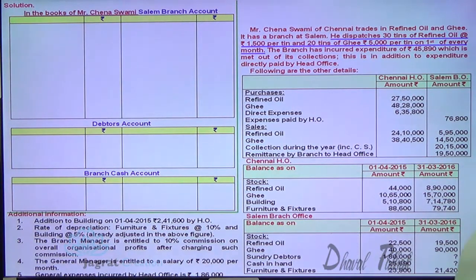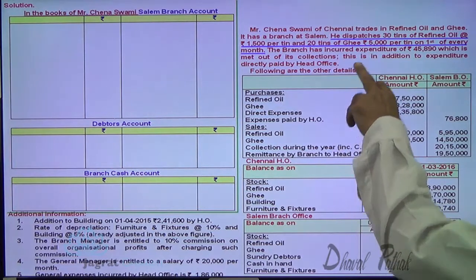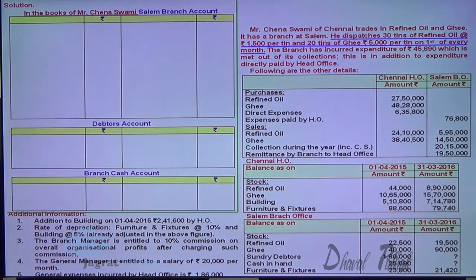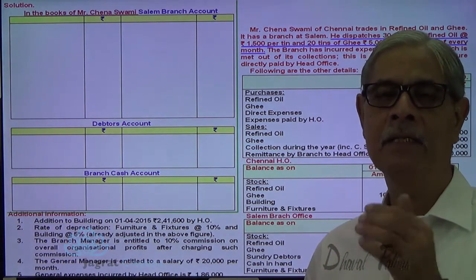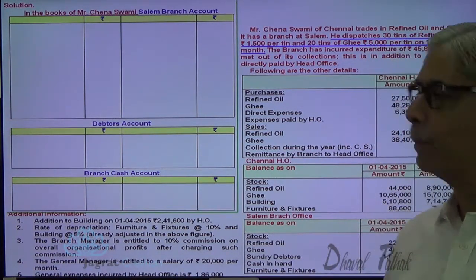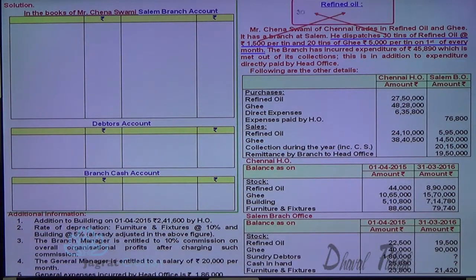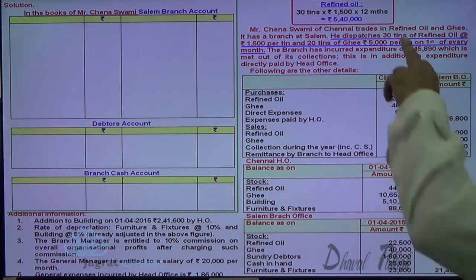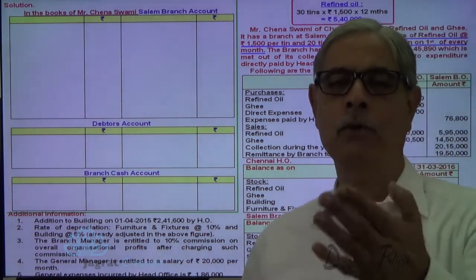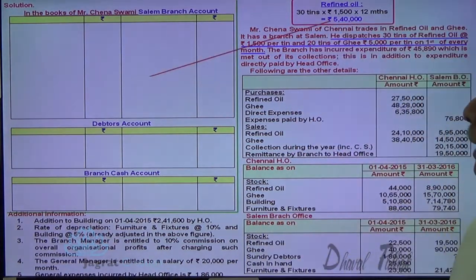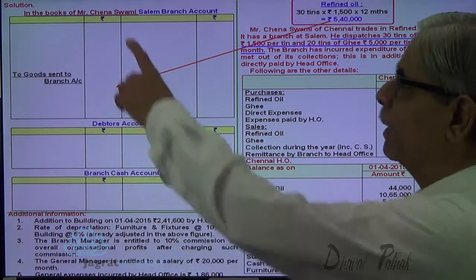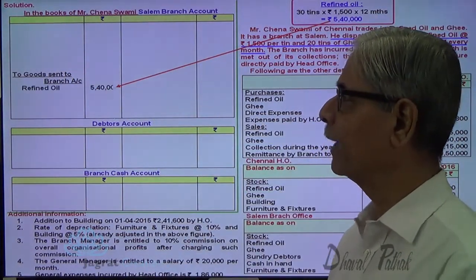Every month, how much is the dispatch? Refined oil, 30 tins of refined oil, 1500 per tin. This is the monthly goods sent. For 12 months, if you want to find out the refined oil sent, 30 tins into 1500 into 12 months. So this is the value of refined oil sent to the branch. Branch is the receiver, so debit the receiver: branch account debit to goods sent to branch account credit. So branch account debit, to goods sent to branch account, refined oil.